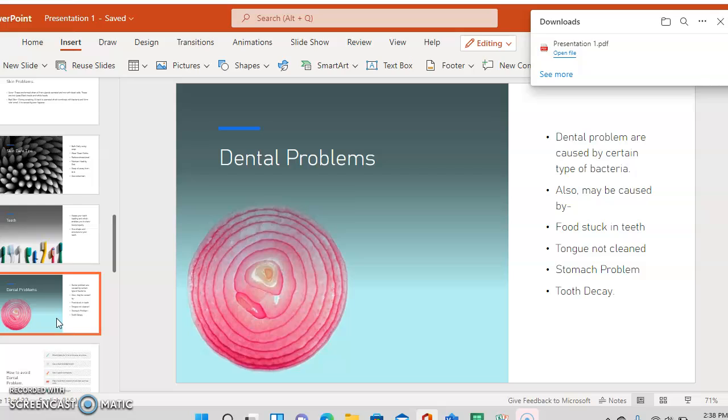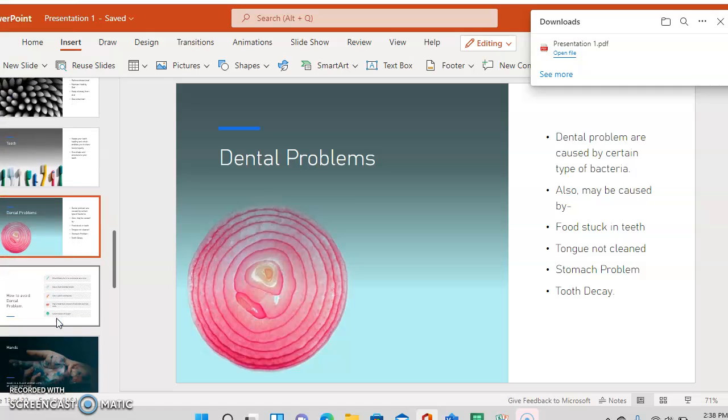So what are the dental problems most people face? Dental problems are caused by certain types of bacteria. They can also be caused by food stuck in the teeth, tongue not being cleaned, stomach problems, and tooth decay. These are mainly caused by food left inside your mouth and teeth.